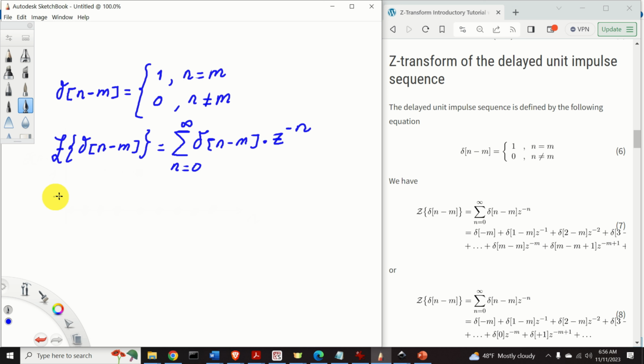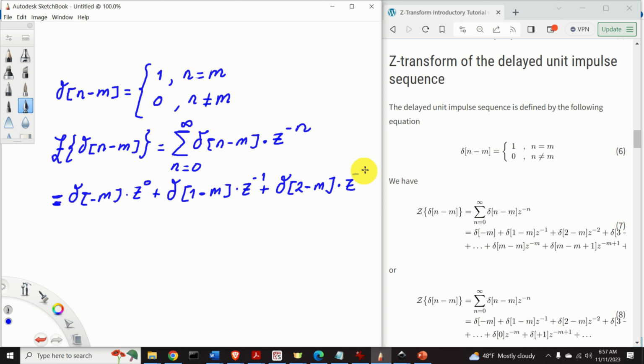Let's compute this. This is equal to, let's see, delta. Now over here, n takes 0, so we have delta of minus m, multiplying z to the power 0, plus, then the second term is obtained when n is equal to 1. I have delta of 1 minus m, z to the power minus 1, plus I have delta of 2 minus m, z to the power minus 2. And if I continue like this, I'm just adding the terms until this term.